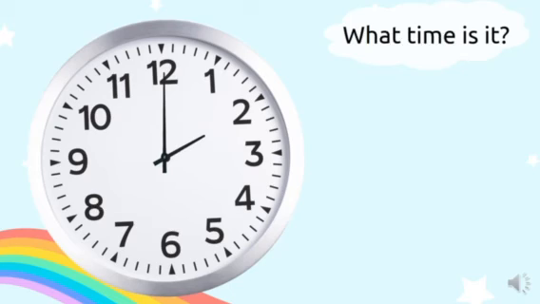What time is it? To tell time, we first look at the hour hand. Right now, the hour hand is pointing to 2, so the hour is 2. The minute hand is pointing to the 12. When the minute hand is pointing to 12, it is 0 minutes. So the time is 2 o'clock.